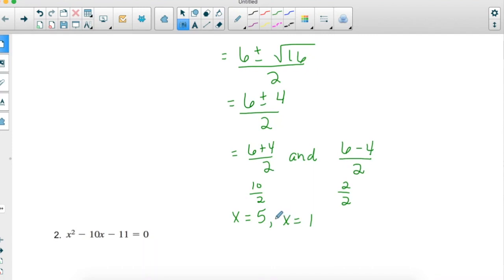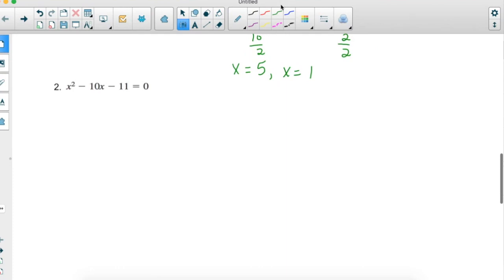So those are the steps to do the quadratic formula. So let's try another example. We're going to try number 2.